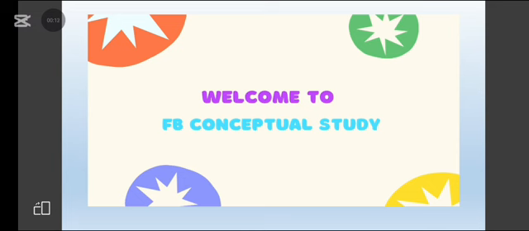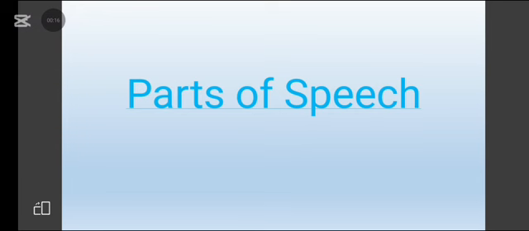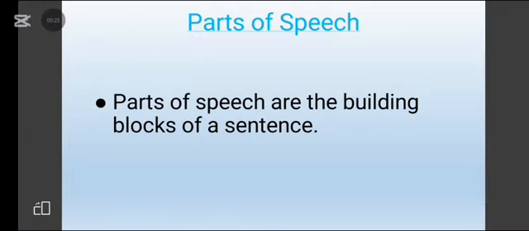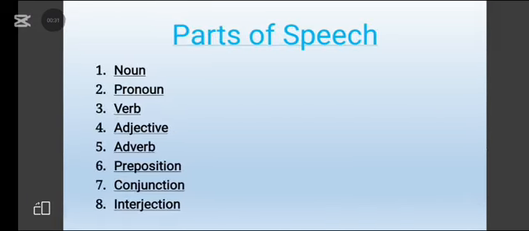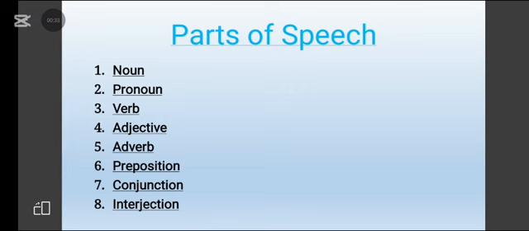Here we will learn different topics regarding English grammar. Our first topic is parts of speech. Do you know what are parts of speech? Parts of speech are the building blocks of a sentence. Without parts of speech, a sentence cannot be completed. Total we are having 8 parts of speech.